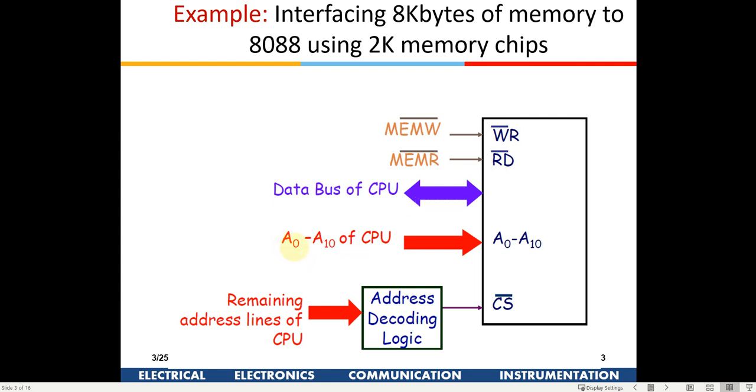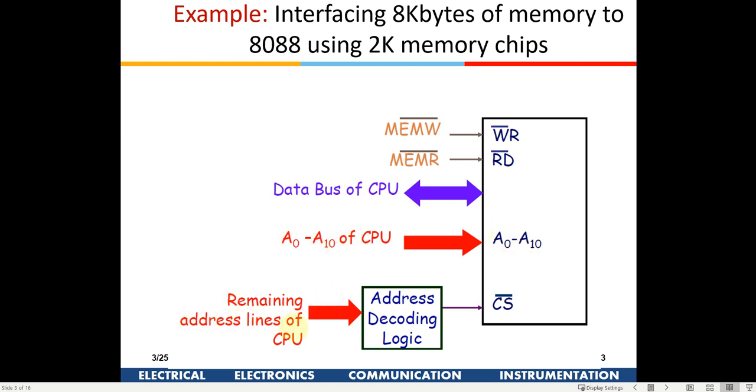Then the data bus, and you need to specify how many address lines you are going to give to the memory chip. Since it's specified that it is a 2K memory chip, you need to give a total of 11 address lines, A0 to A10. These are the 11 address lines required to select one of the 2K different rows available in the memory chip. So these are the address lines coming to the memory chip.